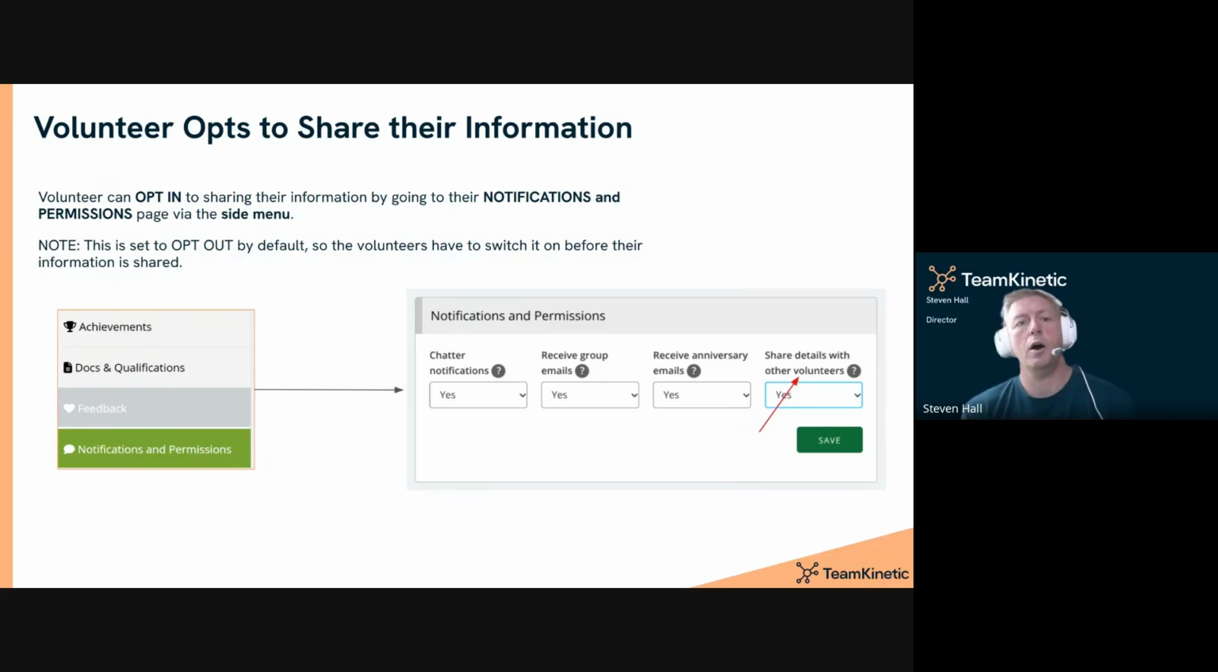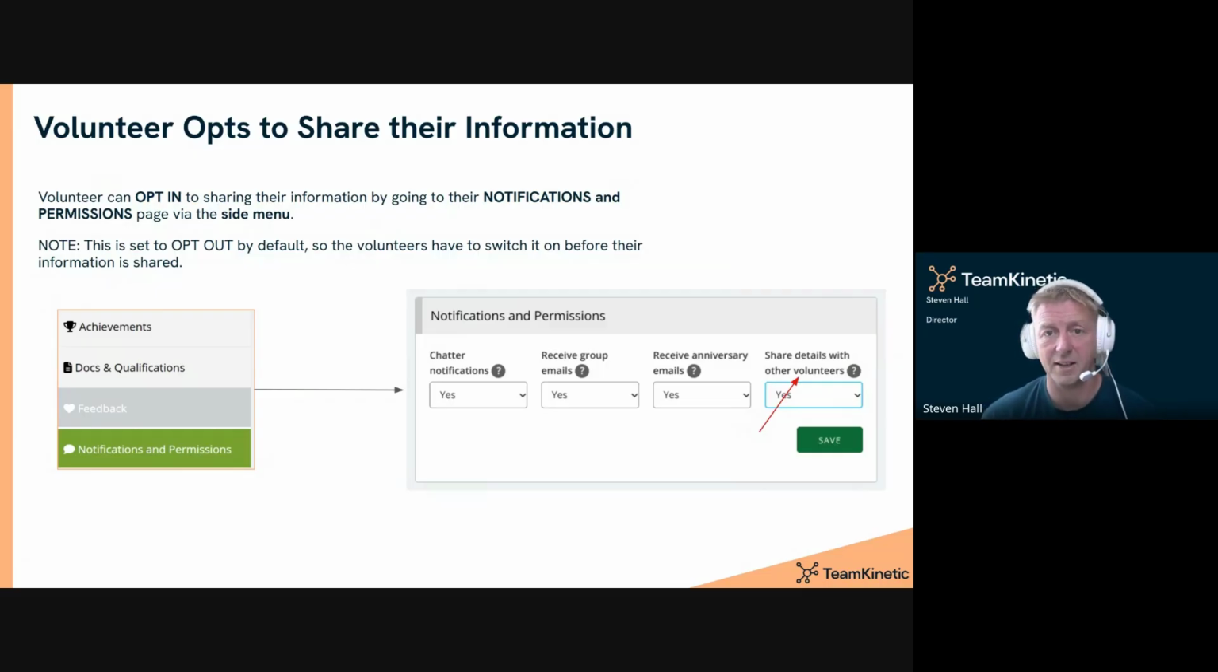The volunteer opts to share the information. This is the final part. It's switched on at system level, and you've got some opportunities that you've switched it on for. The next thing is the volunteers have to opt to share their details. By default, they'll always be opted out, as you'd hope and expect.